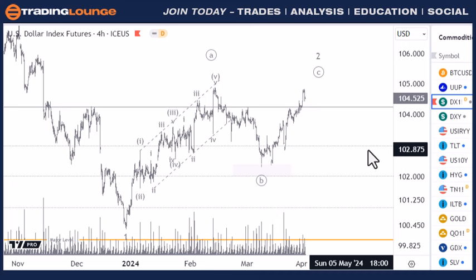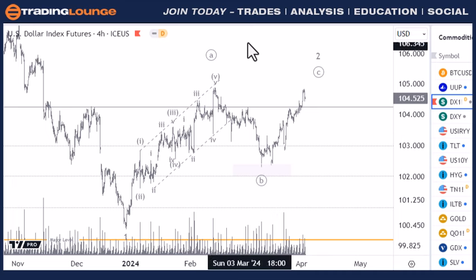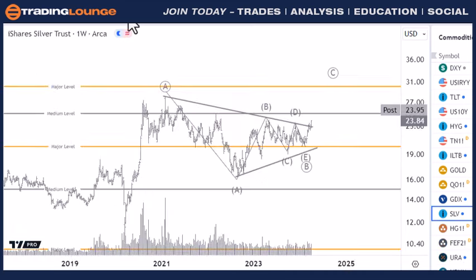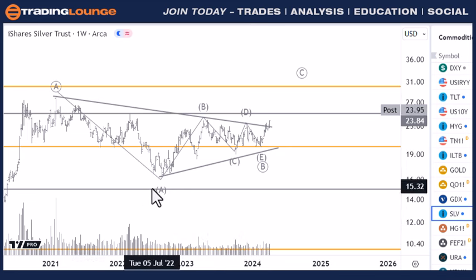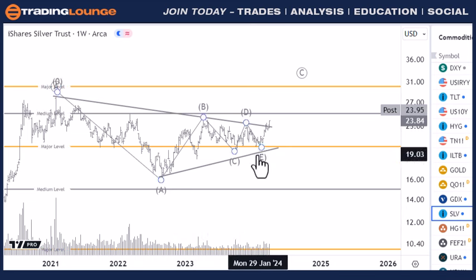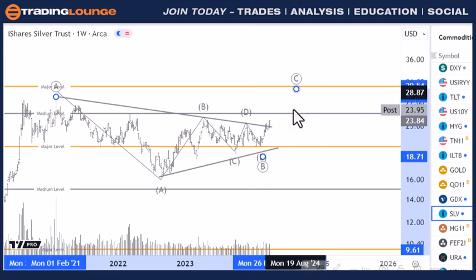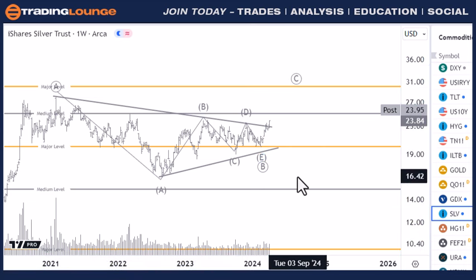Okay, so let's go and have a look at gold and silver. And okay, well, we're on the silver chart and we're on the weekly chart here. This is the bigger picture of it. We've been looking at it as an A, B, C, D, and E, and finished here, and looking for it to move up higher here. And it's certainly moving off quite nicely.